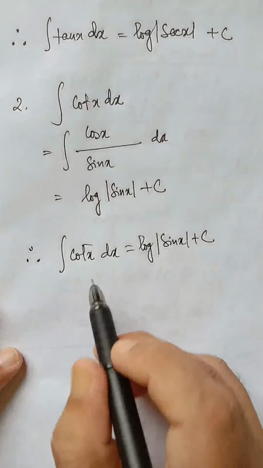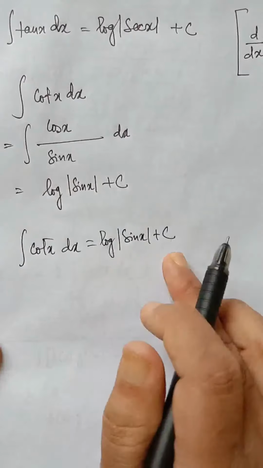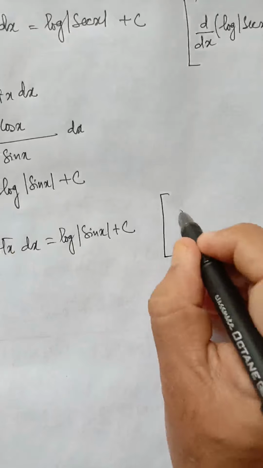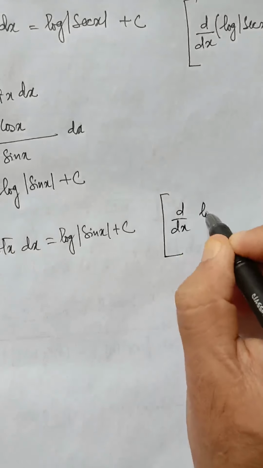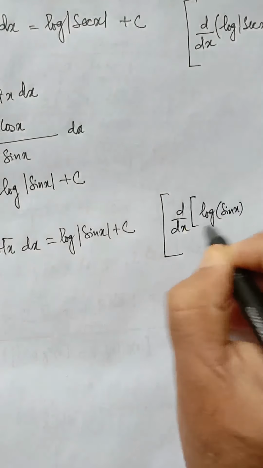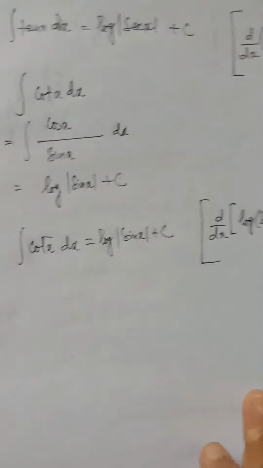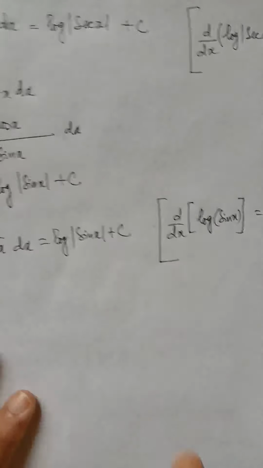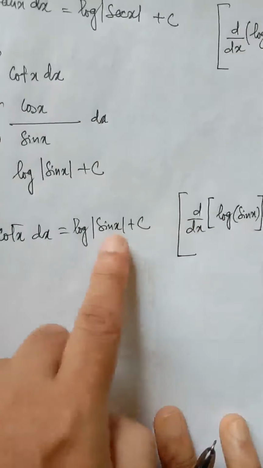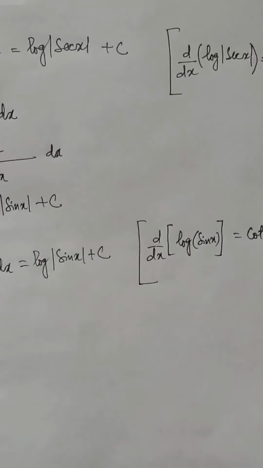From now we have to remember integration of cot x equals log of sin x plus c. And at the same time we have to remember the derivative of log of sin x, or you can write it with the modulus sign, is equal to cot x. You have to remember both of these. Integration of cot x is log sin x and derivative of log sin x is cot x. As you know, integration is the reverse process of differentiation.